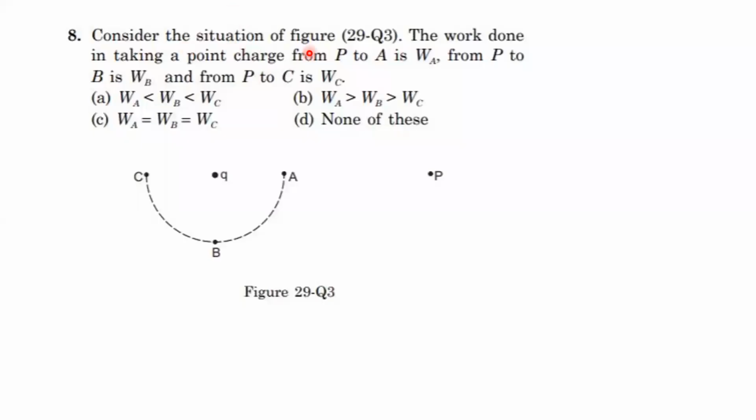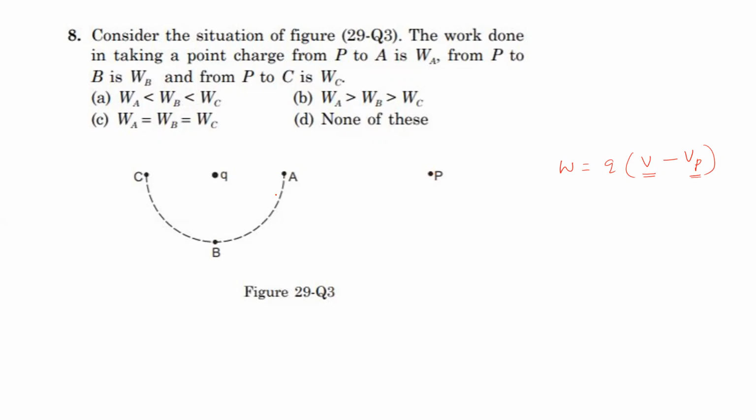Consider the situation of the figure. The work done in taking a point charge from P to A is WA, from P to B is WB, and from P to C is WC. Which option is correct? We have to check. Actually, to find work done, what is the formula? Work done is equal to charge times potential difference, final potential minus initial potential. We have moved from point P to point A, point B, point C. So V is taken as the final potential and VP is taken as the initial potential, since the charge moved from point P to A, B, C.